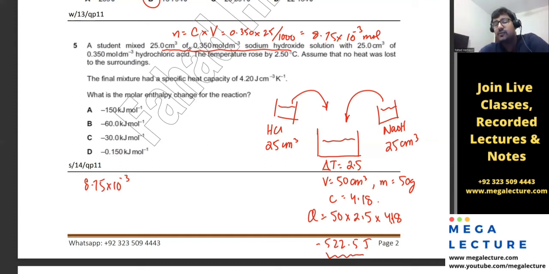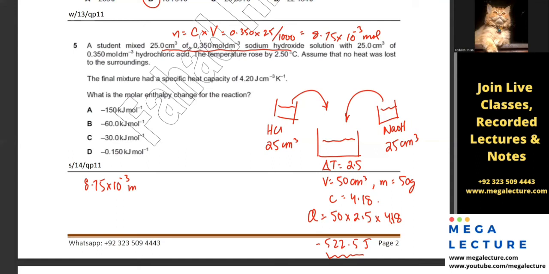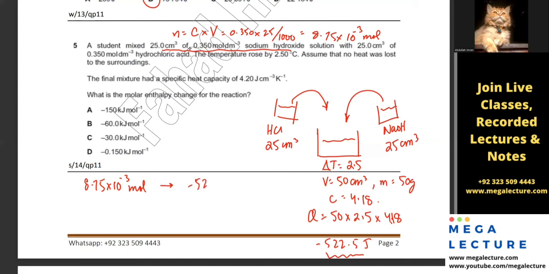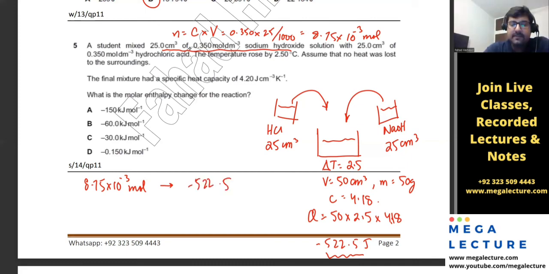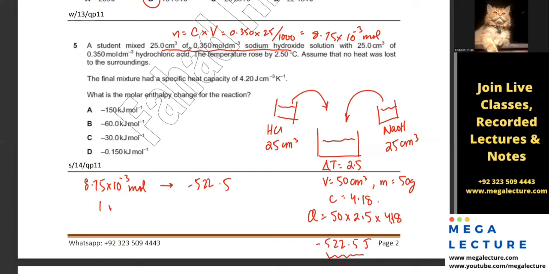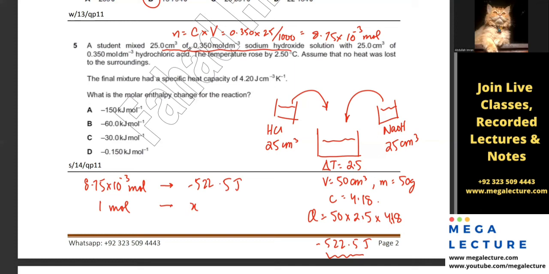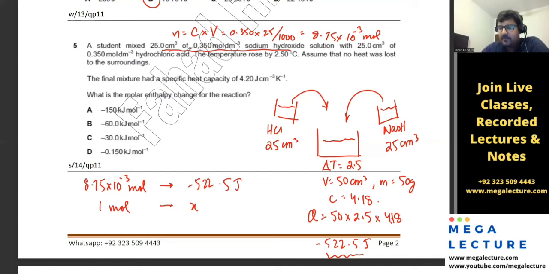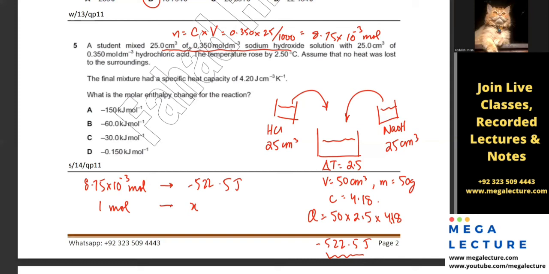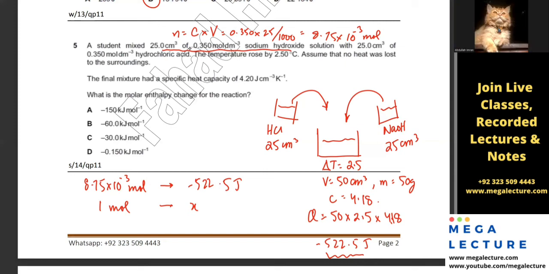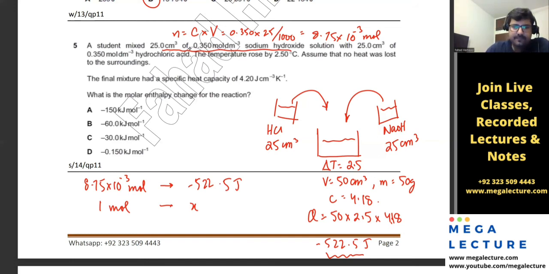Remember the reactant ratio is 1:1. So for these many moles of HCl or NaOH, the energy that is produced is -522.5. So what is the energy that would be produced for 1 mole? So what would you get? Is it -1.674 into 10 to the power minus 5? That's what I'm getting.